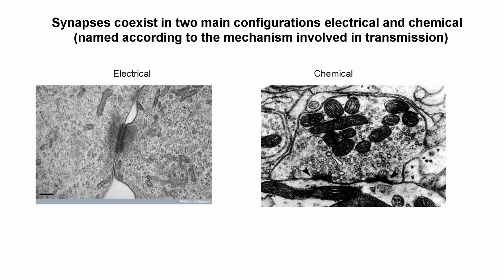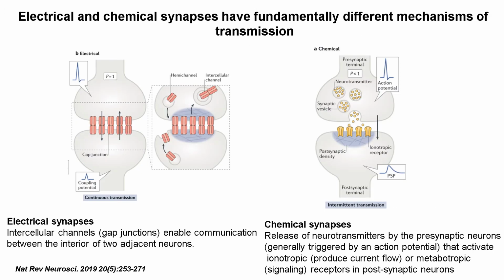What we know now is that synapses in the nervous system coexist in two main configurations. One is electrical, that you can see here on the left, and that can be distinguished with electron microscopy by the darker both sides, and then chemical, which is very easily distinguished by the presence of synaptic vesicles and postsynaptic densities. Now these synapses are named according to the mechanisms that are involved in transmission, and there are very significant differences between those two types of synapses. Again, we're going to go through the basic differences that exist between these types of synapses.